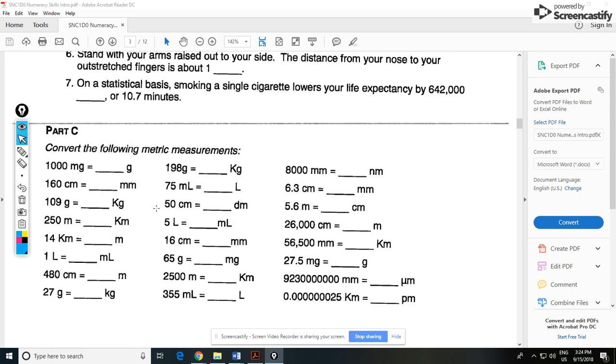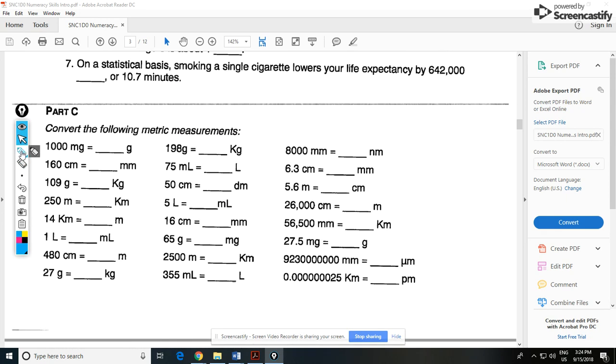Next, we get to some conversion practice. So you can write your final answers on this sheet here, but I recommend that you take a separate sheet and show your work as you go through this. So for example, you might have to convert 1,000 milligrams into grams. So what you would do is you would take a look at your conversion chart to see how the milligram and the gram relate to each other.